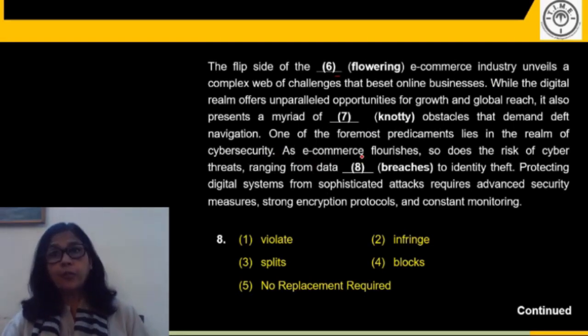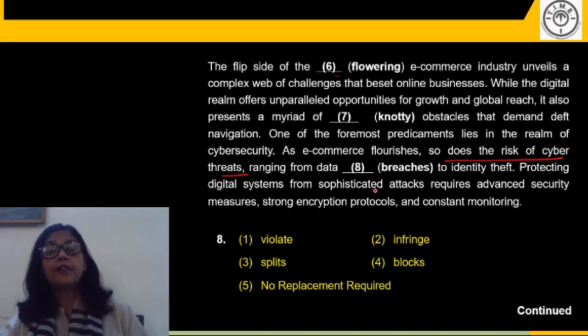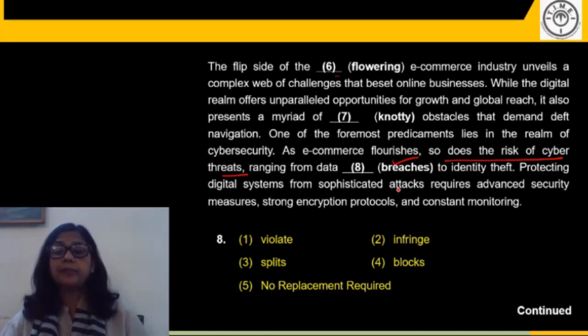One of the foremost predicaments lies in the realm of cybersecurity. As e-commerce flourishes, so does the risk of cyber threats, ranging from data breaches, that is the correct word. The word breach is apt over here. It's accurate, it doesn't need any replacement. Yes. Look here. See, data violate is wrong.